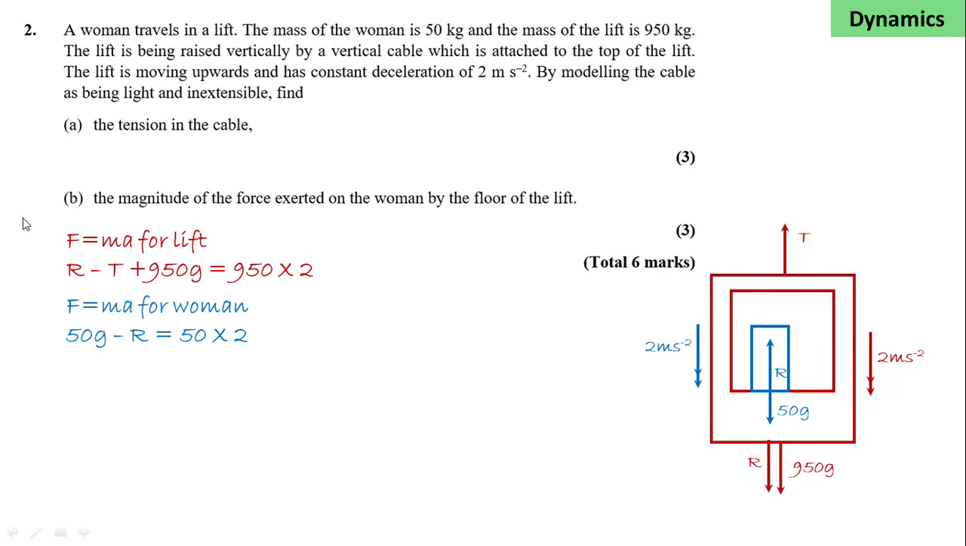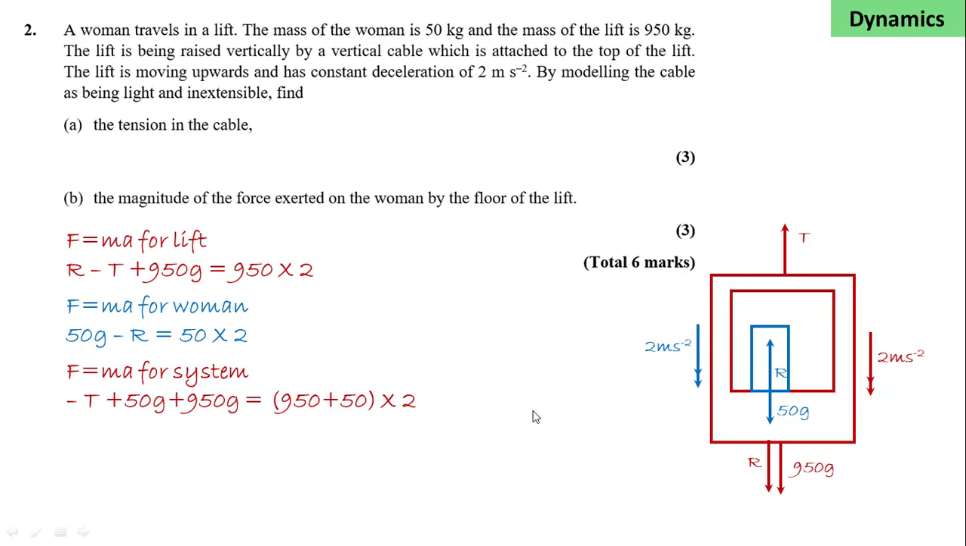For the woman, we apply F equals ma. The forces acting on the woman are the weight of 50g minus the reaction of the lift on the woman, which is R, and the woman is accelerating downwards at a rate of 2 meters per second squared. So this equals 50 times 2.